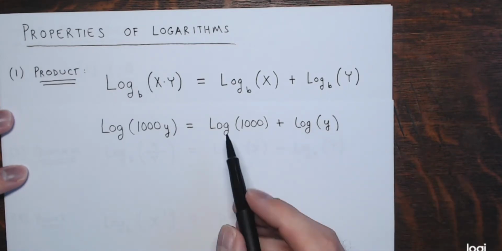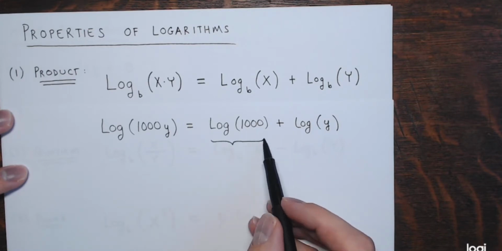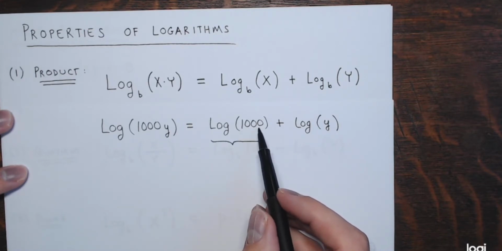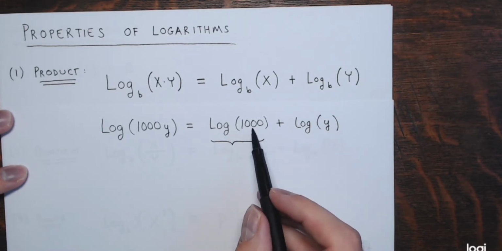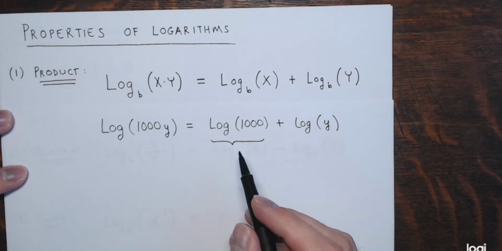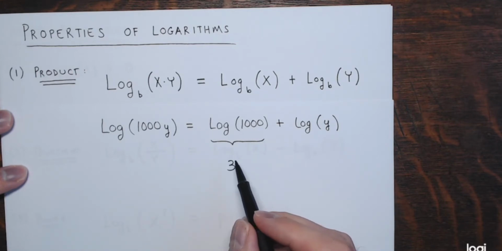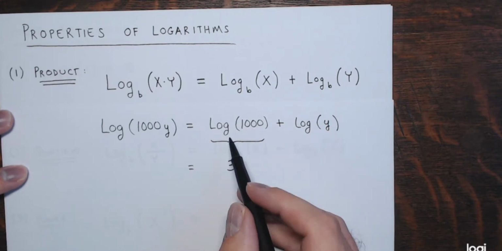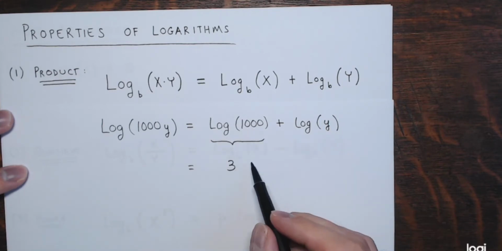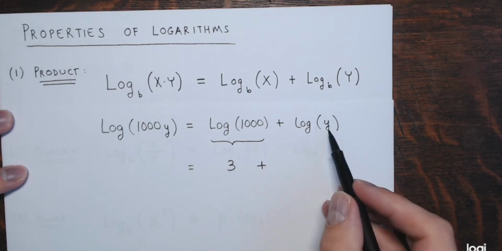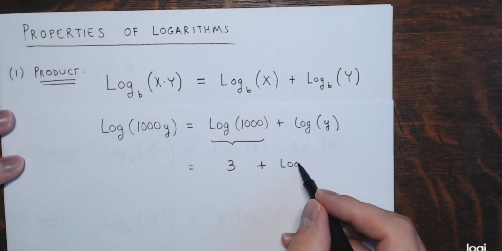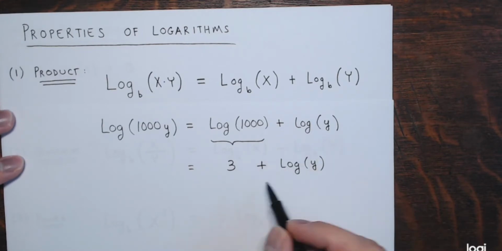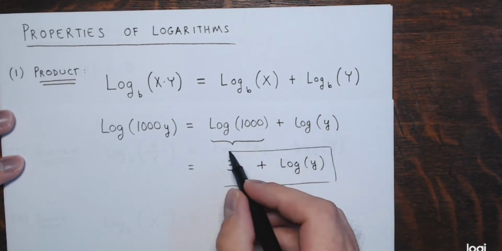Now we can simplify one of these. You know, 1,000 is a nice power of 10, isn't it? So the log base 10 of 1,000, 10 to the third power is 1,000. So that's 3. All right, the log of 1,000 is 3, since 10 to the third power is 1,000. Plus, and then I don't know what number y is representing here, so I'm just going to leave that as the log of y. And this is what we'll enter right here.